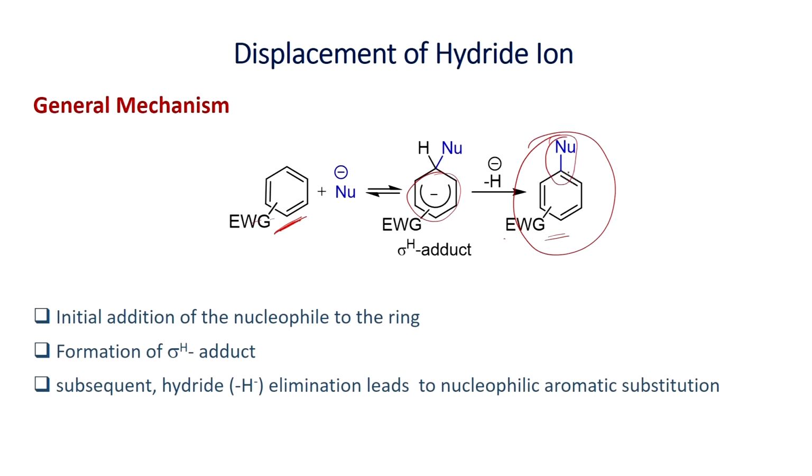As we have seen earlier, the nucleophile can substitute ortho or para position with respect to the electron withdrawing group. Initial addition of the nucleophile to the ring, the addition reaction, then you form the carbanion intermediate. Subsequently, it loses hydride ion to give the nucleophilic substitution product.